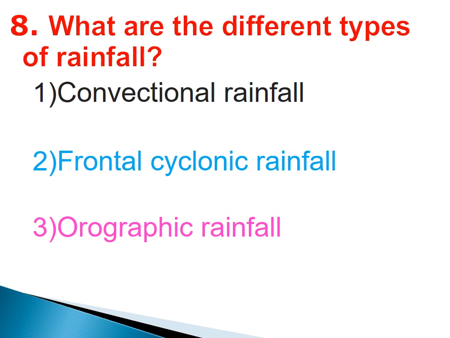What are the different types of rainfall? Convectional rainfall, frontal or cyclonic rainfall, orographic rainfall. Okay, write fast all of you.